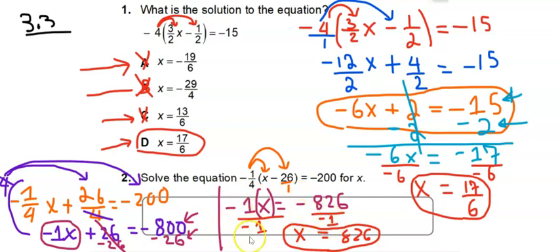Negative divided by negative is a positive. 1 divided by 1 is 1. So it'll give you 1x. Negative divided by negative is a positive. 826 divided by 1 is 826. Your final answer is 826.